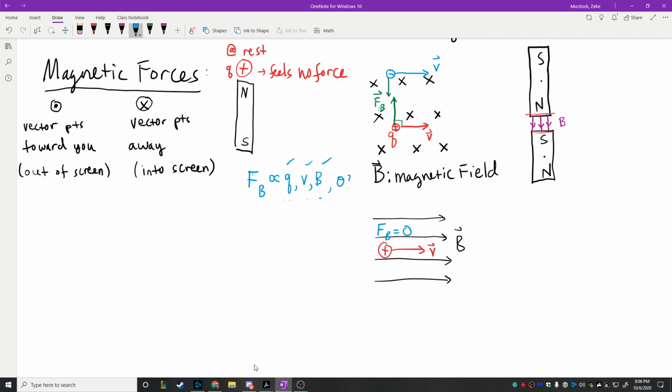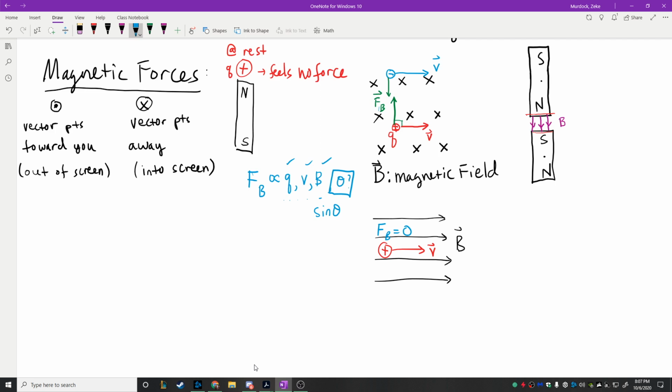It's not going to be directly related to all of these over here, but we know that the angle is going to have an effect somehow. What we'll find out is that the force is going to be maximum when the angle between the velocity and the magnetic field is 90 degrees, and the force is going to be 0 whenever the angle between them is 0. So really, it's going to be related to the sine of the angle.